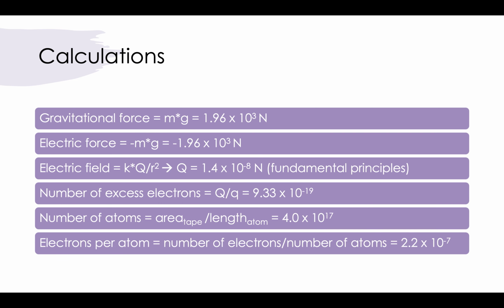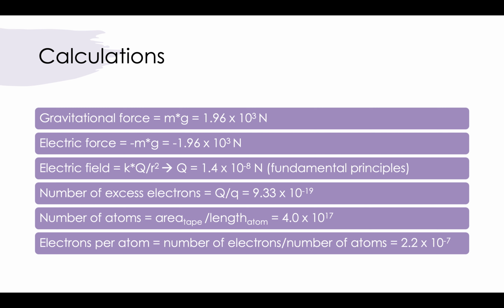Using the data, I was able to do these calculations. The gravitational force was equal to mass times gravity and came out to be 1.6 times 10 to the 3 newtons. The electric force was a negative mass times gravity, so it had the opposite sign of the gravitational force and the same value, so it's negative 1.96 times 10 to the 3 newtons.